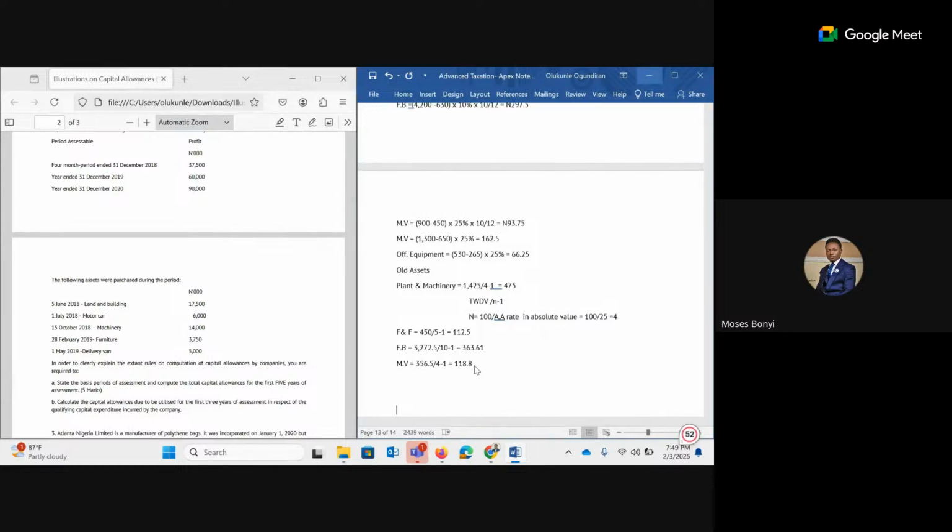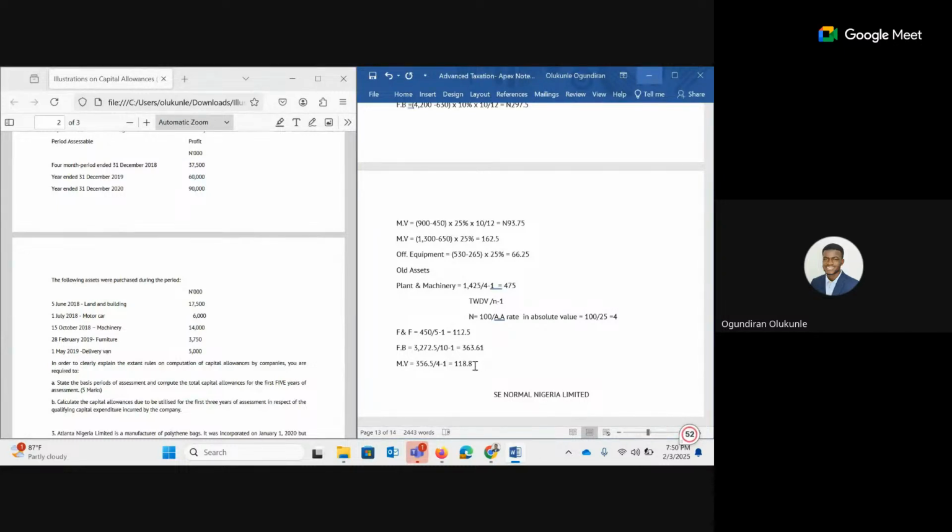In order to clearly explain the exact rules on computation of capital allowances by companies, you are required to state the basis period of assessment. We've read that before, so it's just better we go straight to the question, right? Toshinoma Nigeria Limited.